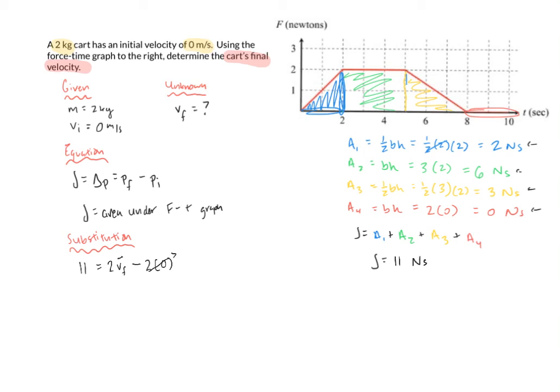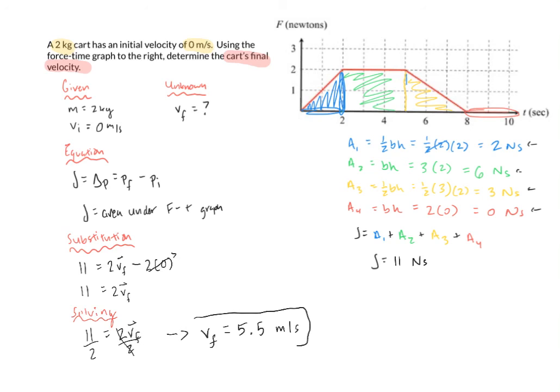So, simplifying that, we get 11 is equal to 2 times my final velocity. And finishing out and solving, I'm going to divide both sides by 2. So 11 over 2 is equal to 2 v final over 2. That gives me v final is equal to 11 halves, or 5.5 meters per second. And there you have it, folks.